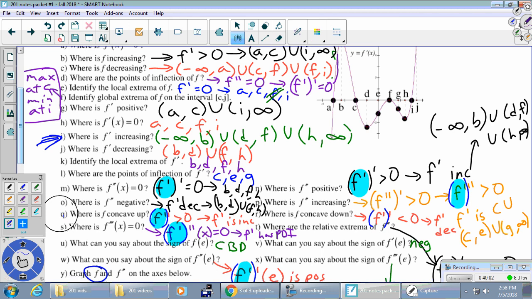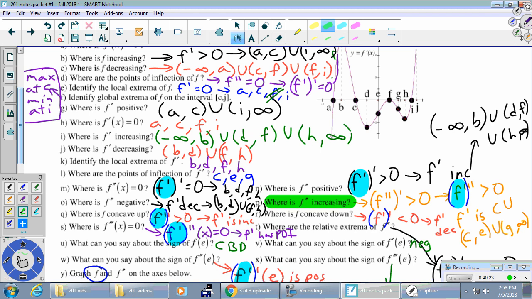Let me erase some stuff here. So I see information about f double prime. Where is it? I saw it, where'd it go? F double prime is increasing. It's that question.